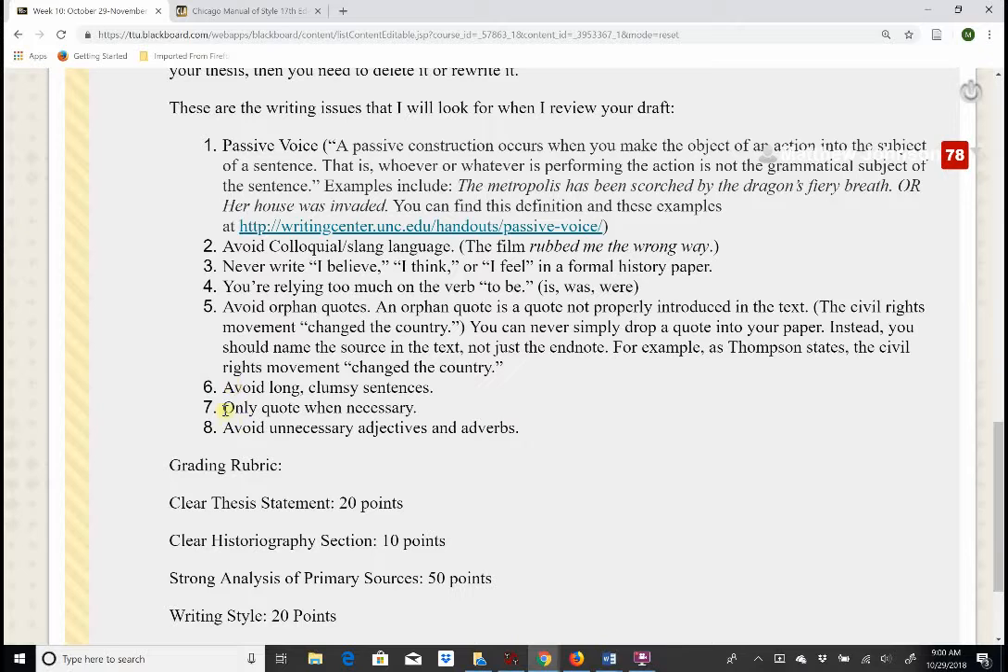Okay, another goal I have for you is only quote when necessary. Another mistake that a lot of undergraduates make in their writing is they think they just need to fill the entire paper with lots and lots of quotes.